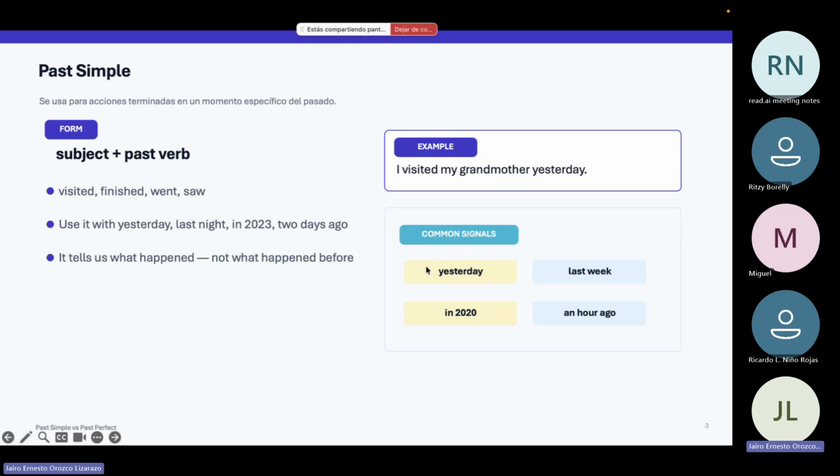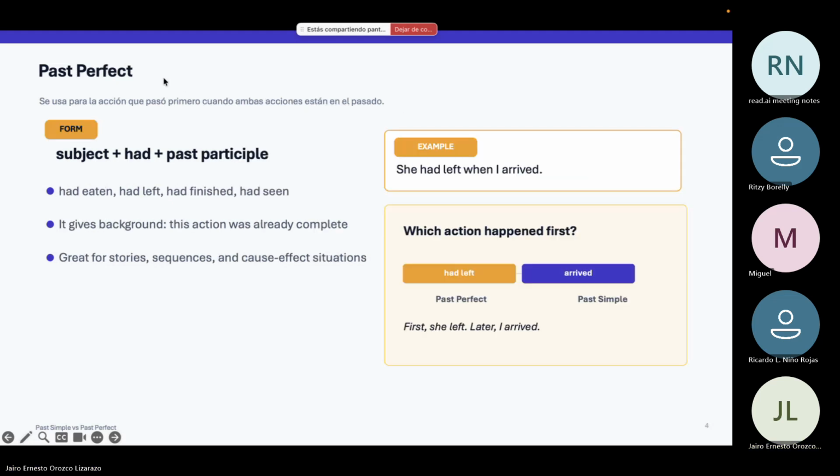All right. So usually when you say yesterday, in 2020, last week, an hour ago, that means it is a sentence in past simple. Past perfect is used to say when something happened before another action. So the form is subject, the auxiliary, the verb in past participle, and the complement.